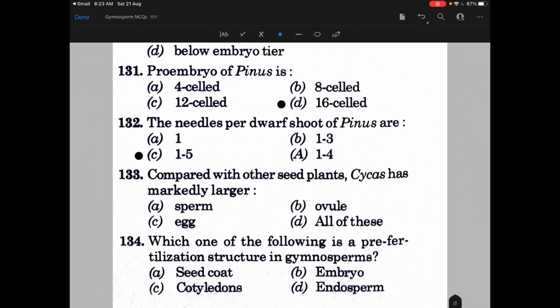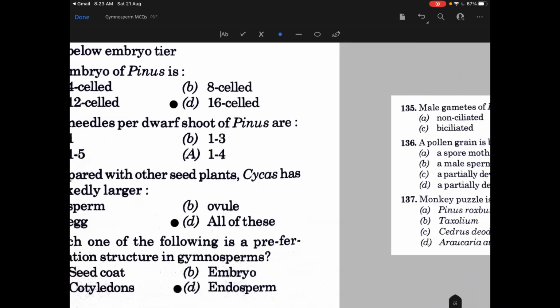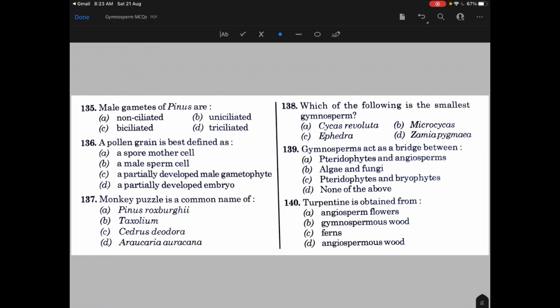Next, compared with other seed plants, Cycas has markedly larger dash and the answer is D, that is all of these. Okay, sperm, ovule, egg, all of these. Which one of the following is a pre-fertilization structure in gymnosperms? The answer is D, that is endosperm. Next, male gametes of Pinus are dash and the answer is A, that is non-ciliated.